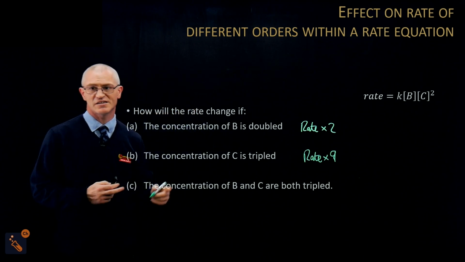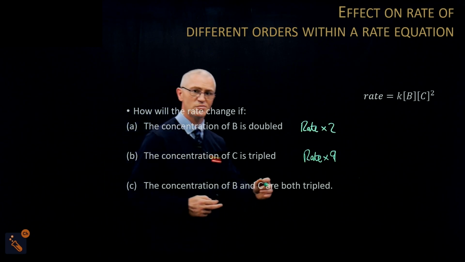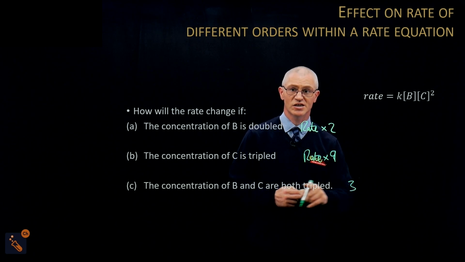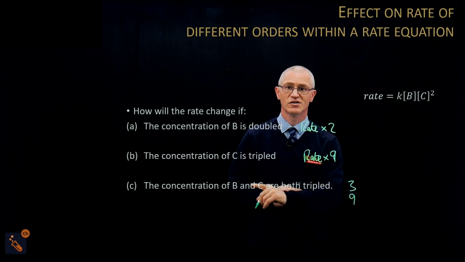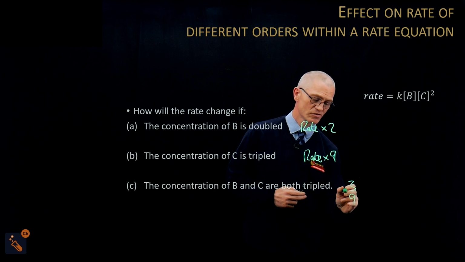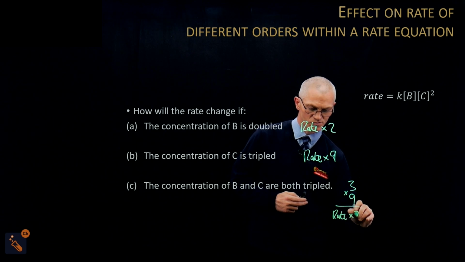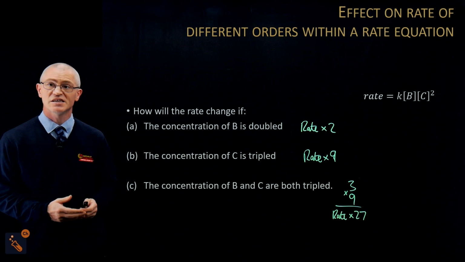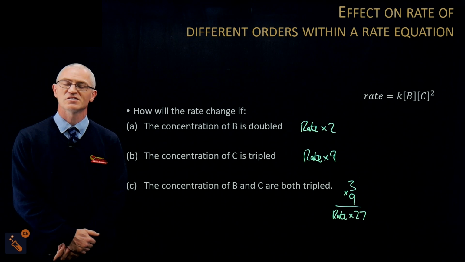We then combine the two together, and that's the important thing. So here we triple both. If we triple both, that means we're going to have a 3 times change for B, because it's a first order reactant, and then there'll be a 9 times change, because we've already done that for C. Now all you do is multiply those numbers together, which means the rate is multiplied by 27. You'll need to do this often when you're looking at questions, so it's a good one to get used to.